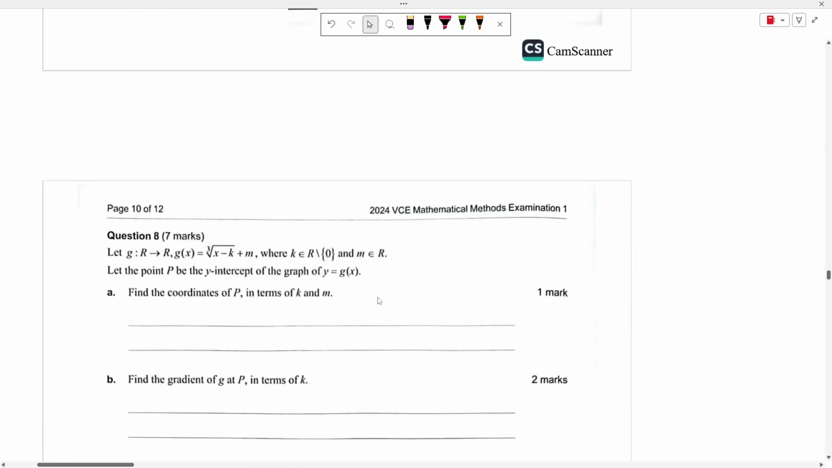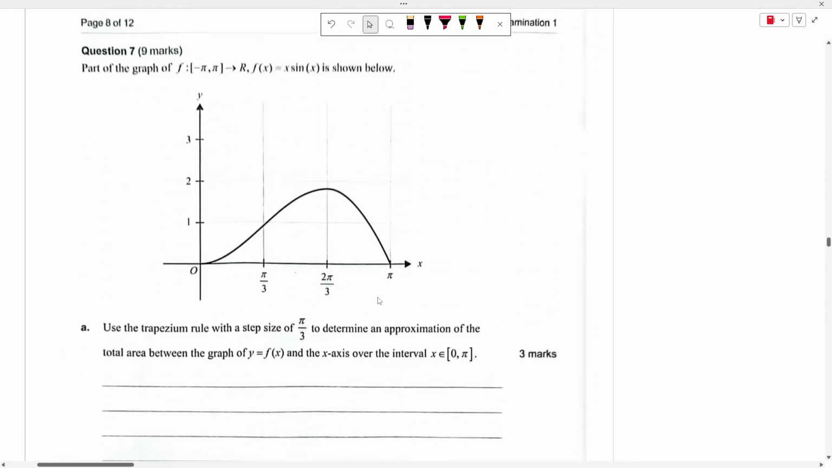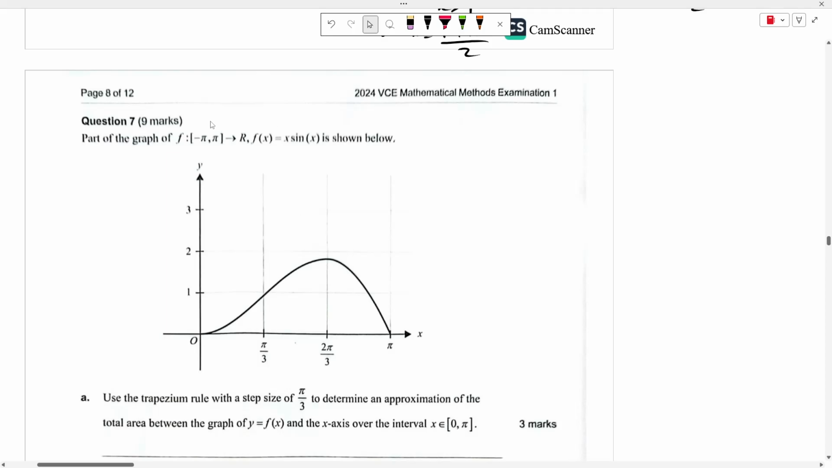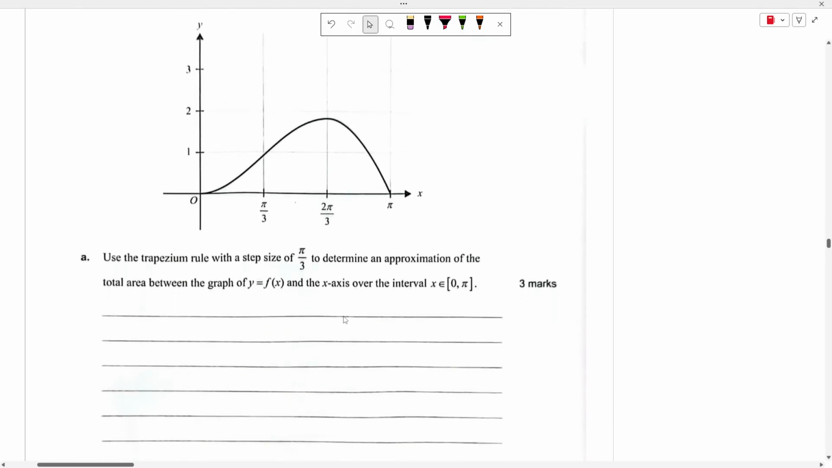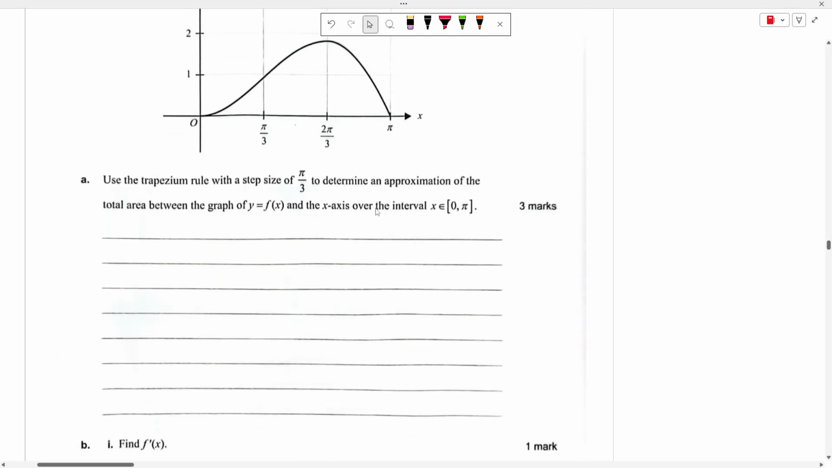Okay, let's go to the next one. So we're nearing the end now. So part of the graph of f on a domain negative pi to pi for x sine of x is shown below. Use the trapezium rule with a step size of pi on 3 to determine an approximation of the total area of the graph of y equals f of x and the x-axis over the interval 0 to pi.